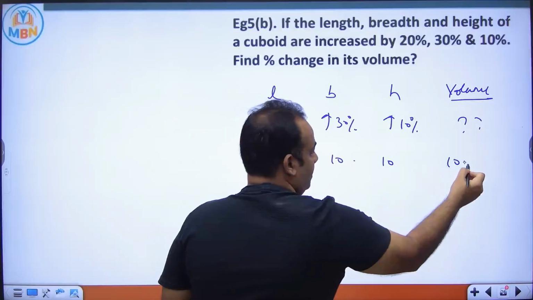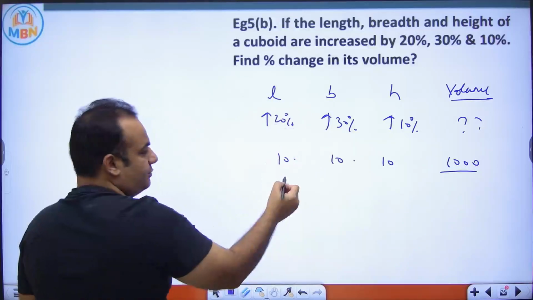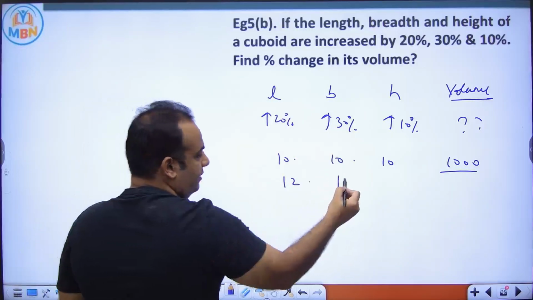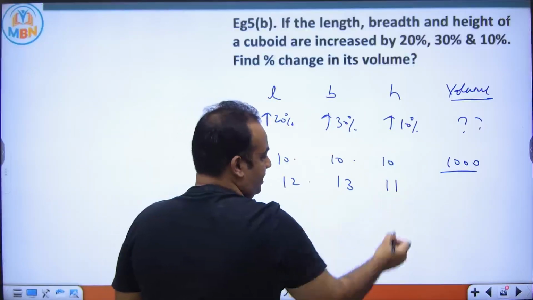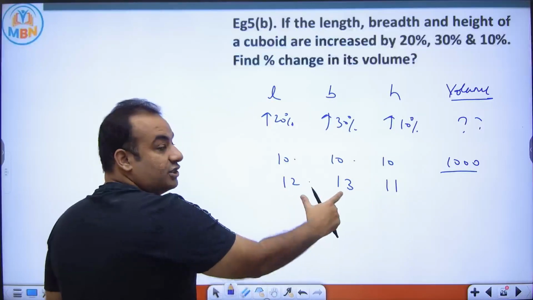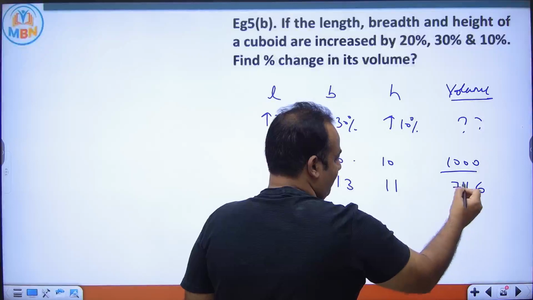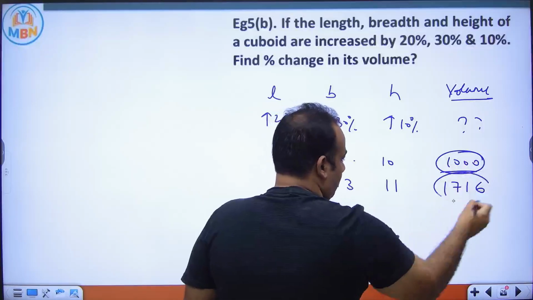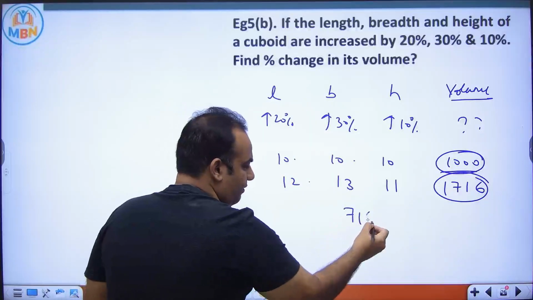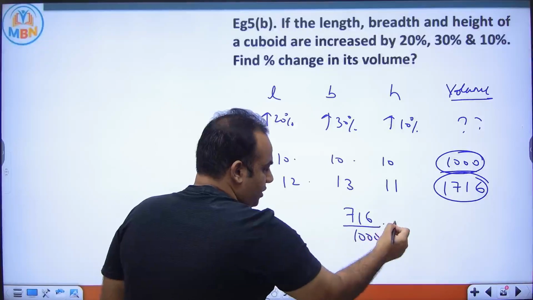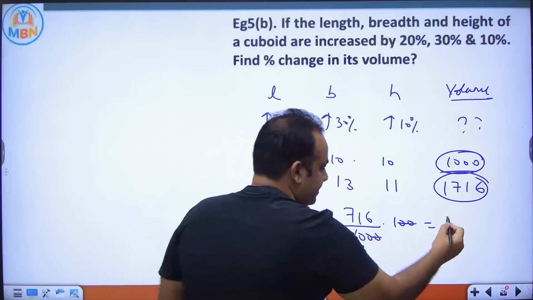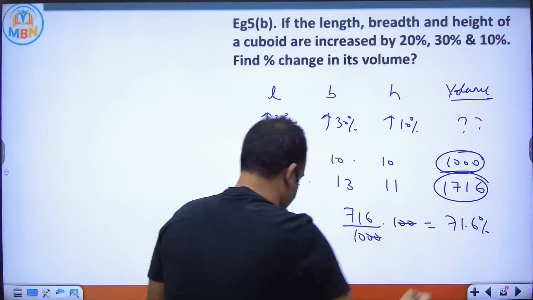So volume is 1000. Now 10 is increased by 20%, 12. 10 is increased by 30%, 13. 10 is increased by 10%, 11. Now 12 into 13 is 156. 156 into 11 is 1716. So from 1000 it becomes 1716. Increase of 716 with respect to 1000. So there is an increase of 71.6%.